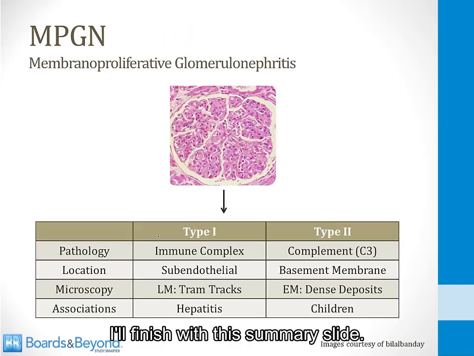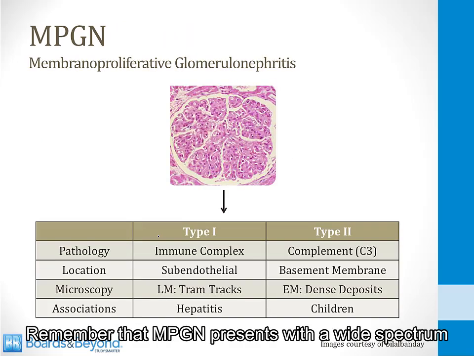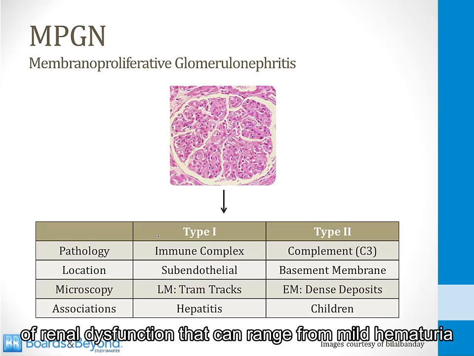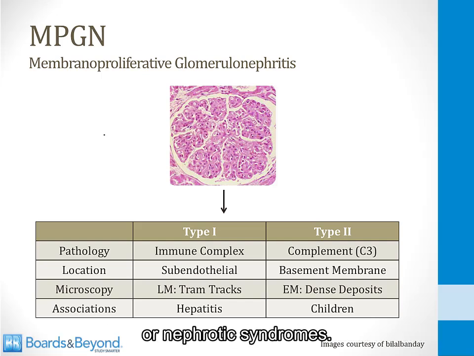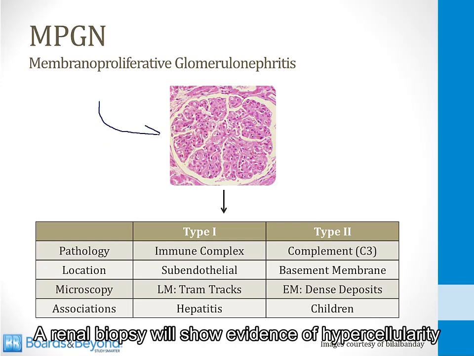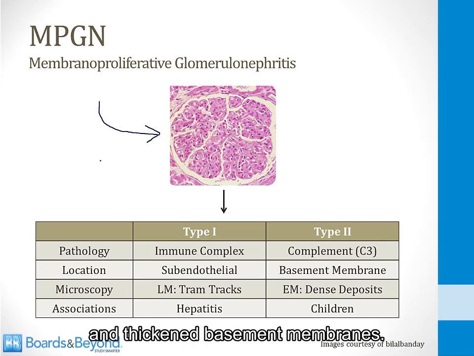I'll finish with this summary slide. Remember that MPGN presents with a wide spectrum of renal dysfunction that can range from mild hematuria and proteinuria all the way to the full-blown nephritic or nephrotic syndromes. A renal biopsy will show evidence of hypercellularity and thickened basement membranes.